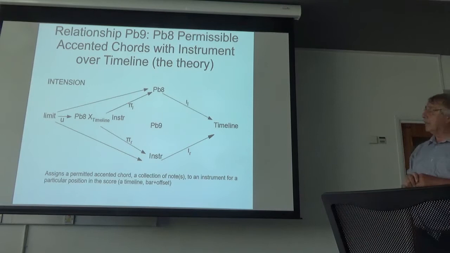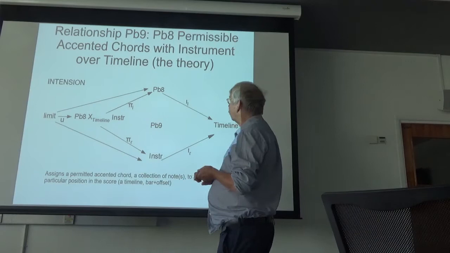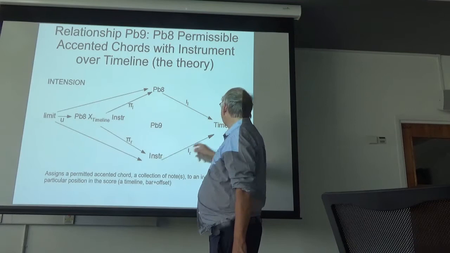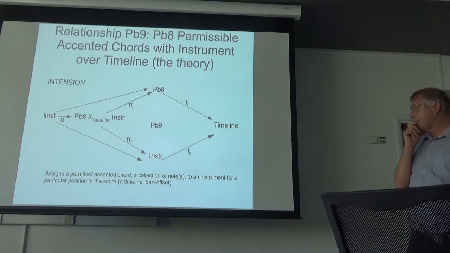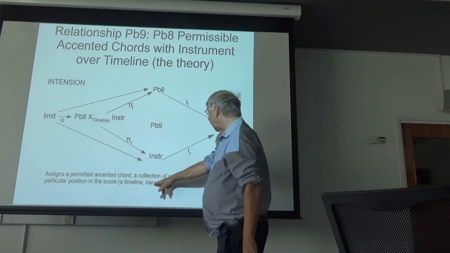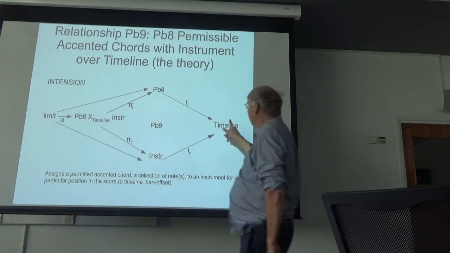So this is getting much closer now to actually playing something, because PB8 is the available notes, and that's an instrument, and that is a particular chunk of the score. Yes, so a timeline could be a bar, it could be an offset to a bar. If you've got two musical notes per bar, then you'd have an offset halfway through. Right, so that gives the timeline and the instrument.